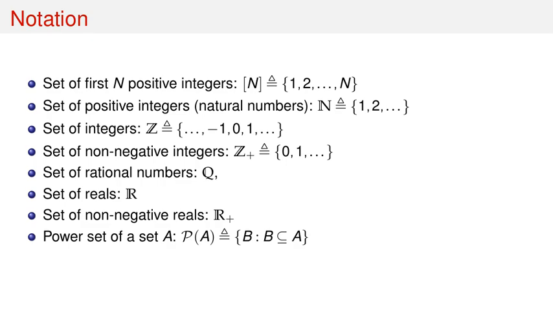Finally, the power set of a set A, which is the set of all subsets of A, will be denoted as script P of A, defined as the set of all B such that B is a subset of A.